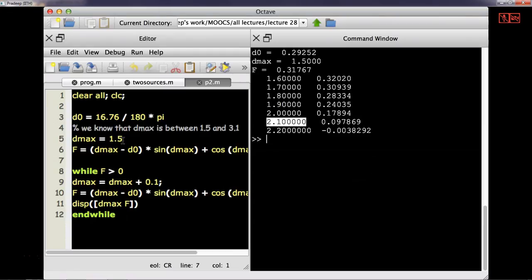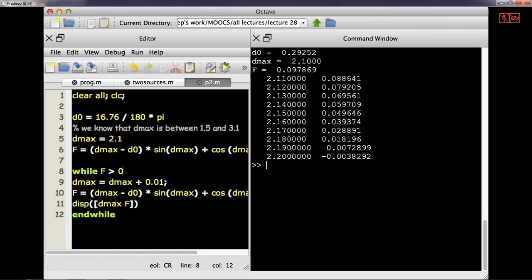So let's go back to the code. I put 2.1 as my starting point. Then in the D step, I'll put 0.01 as my increment. Now, if I once again execute this program, I'm starting with 2.1, then 2.11, 2.12, 2.13. Like this, I'm gradually increasing the value of delta max. And at a point where 2.19 is changing to 2.20, the value is changing from positive to negative. That means the answer is between 2.19 and 2.20.